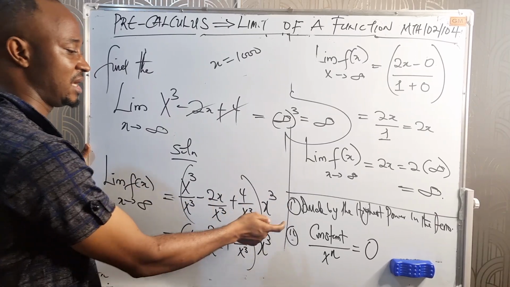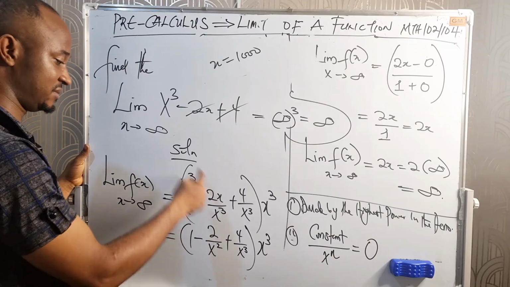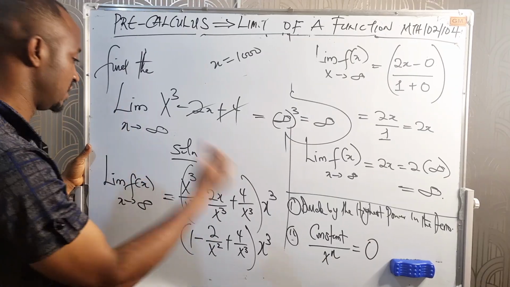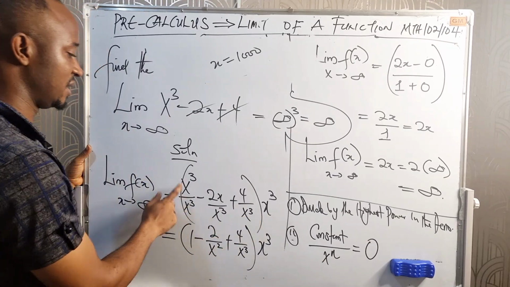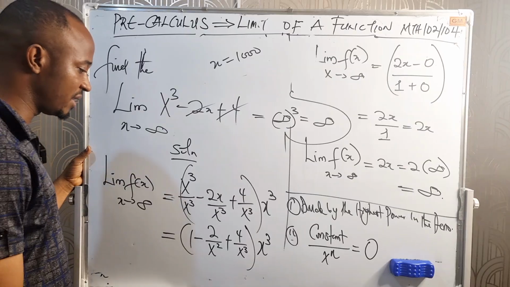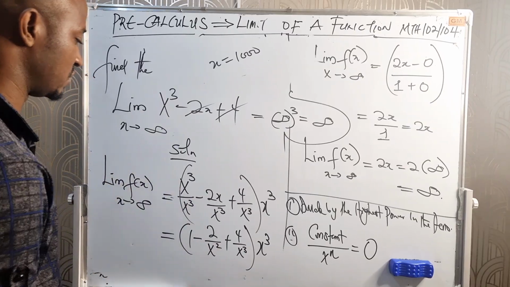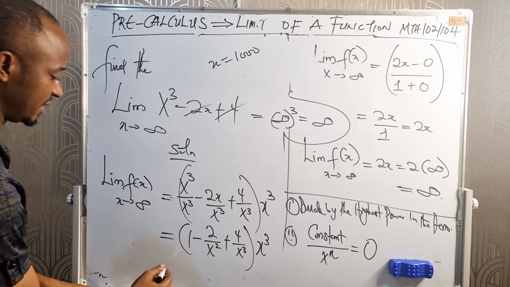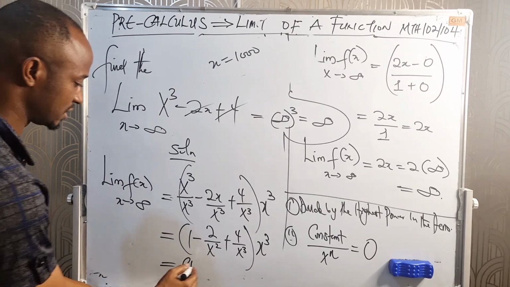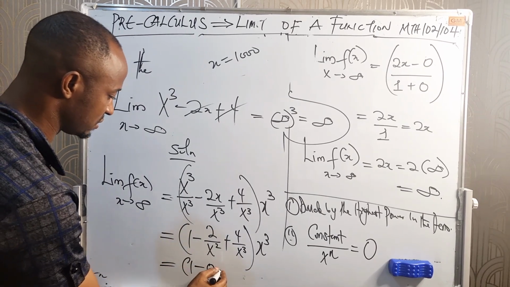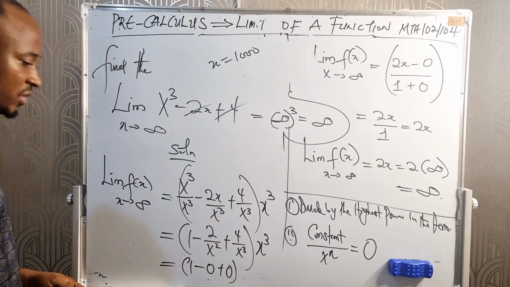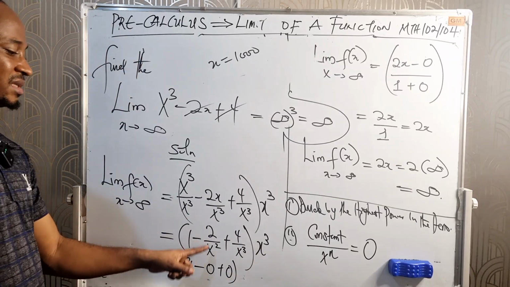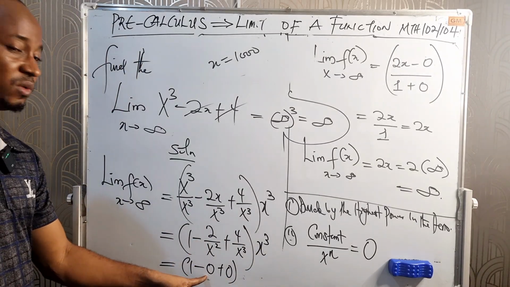Minus 2x. s cubed times this will still give us, this will cancel out this, right? Remaining what here? Remaining s cubed. So that's why I have to multiply by s cubed. Now, by the limits, we have 1 minus 0 plus 0. Hope you know what happened here. We are converting constant over s to the power of n to be equal to 0.